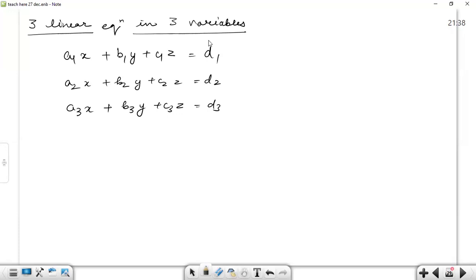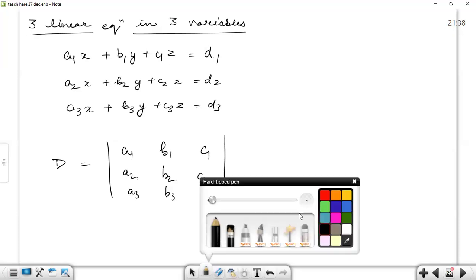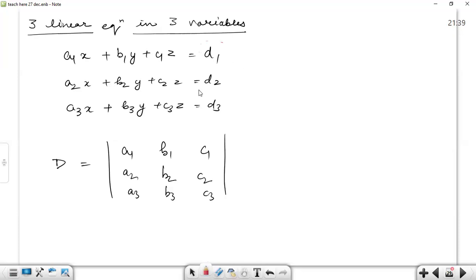Now A1, B1, C1, A2, B2, C2, and all these other variables than X, Y, and Z are constants belonging to real numbers. Okay, so here in this case, the Cramer rule says that D is equal to A1, A2, and A3, B1, B2, and B3, C1, C2, and C3. This is basically D. For making D1, we will take D1, D2, D3 as a column and replace it with the first column. So that's why D1 becomes D1, D2, D3, and the other columns remain intact.